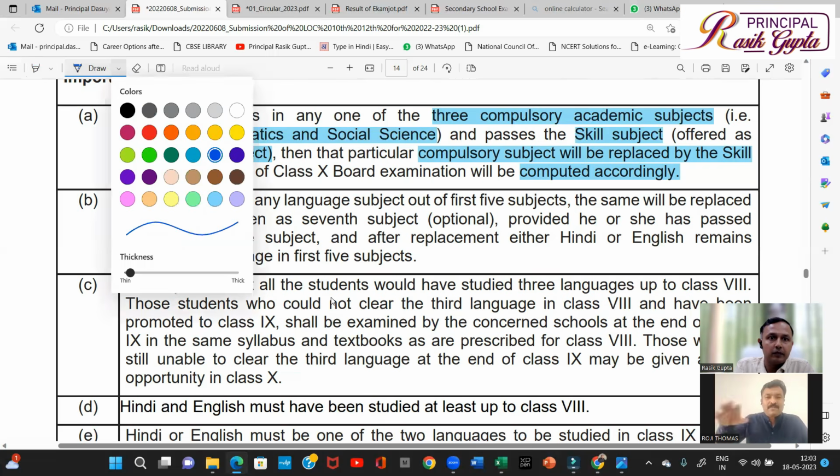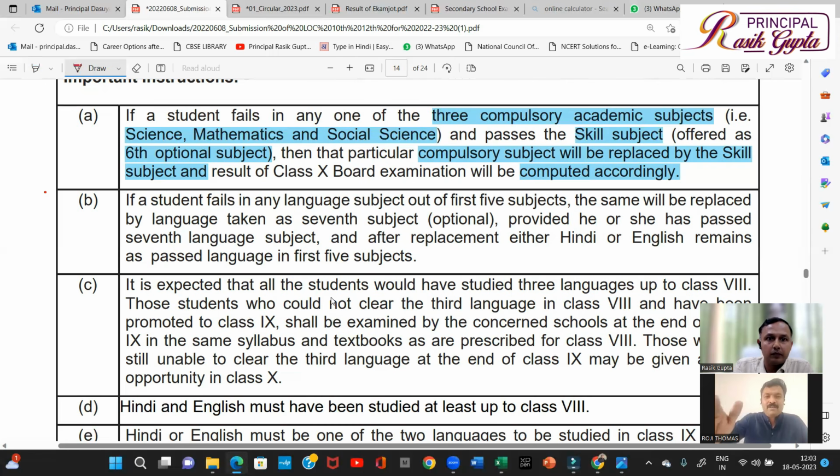Actually, after this circular, we will be discussing one mark sheet also, the detailed mark list of a student where a subject is replaced by a skill subject. That also we can see later. But here the point is, we can replace only if the student fails. Here it is not mentioned that you can take the best 5.